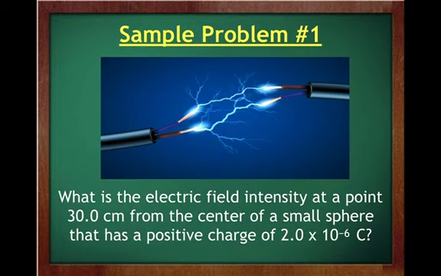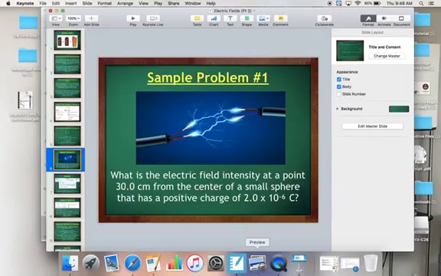All right, so let's go into some sample problems now using this new formula. In this first one, we're being asked, what is the electric field intensity at a point 30 centimeters from the center of a small sphere that has a positive charge of 2.0 times 10 to the minus 6 coulombs? All right, so let's do that one.